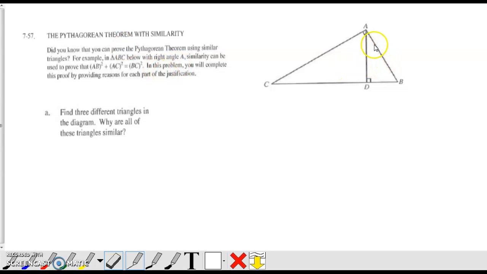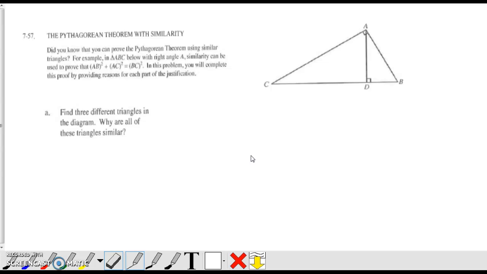So for example, in our triangle ABC, A is the right angle, and so similarity can prove that AB squared, which is one leg, plus AC squared, which is another leg, is going to equal BC squared, which is our hypotenuse, right? We're going to use similar triangles to justify this. So the first thing is, can we find all the different triangles?